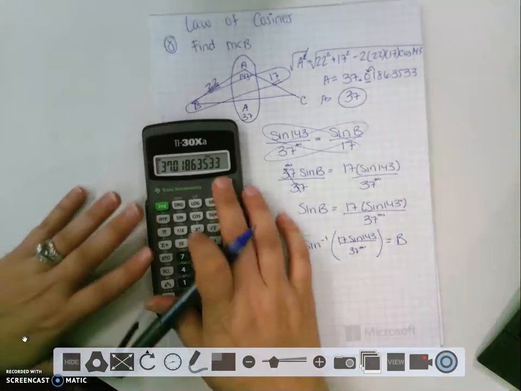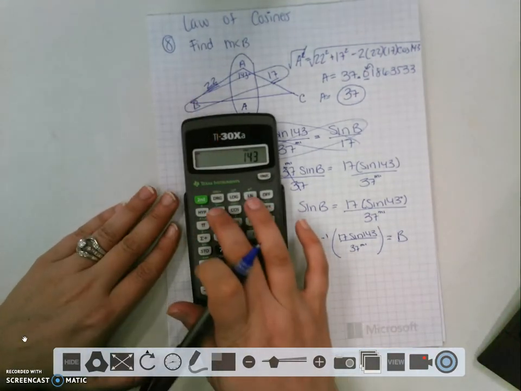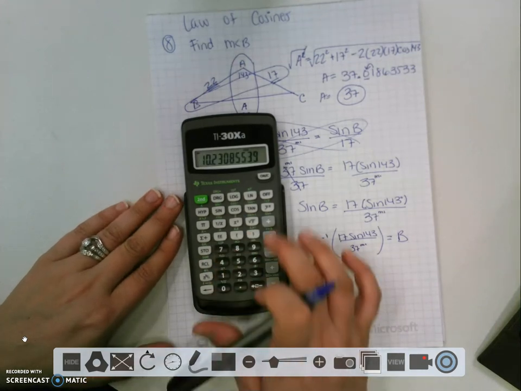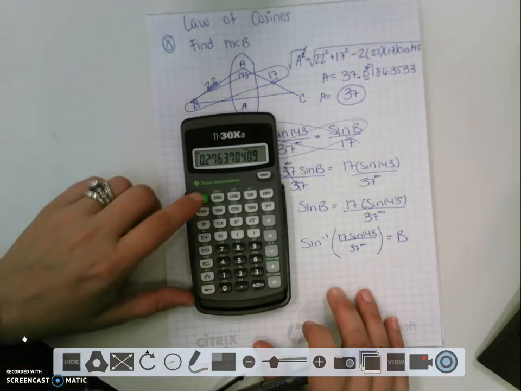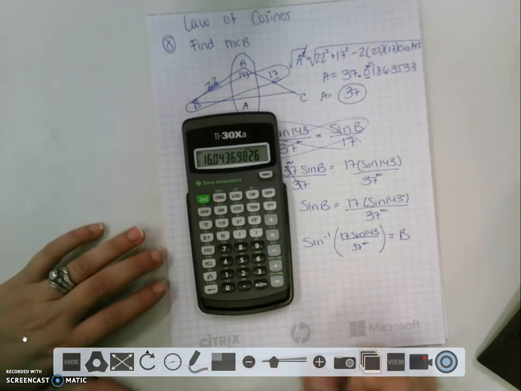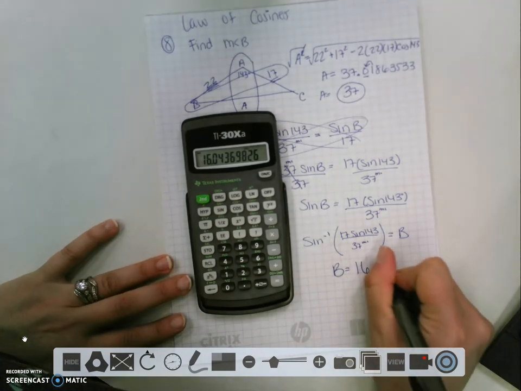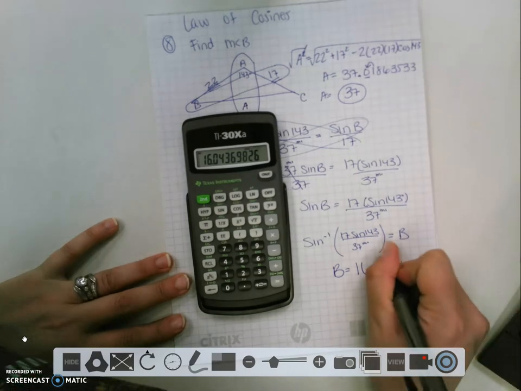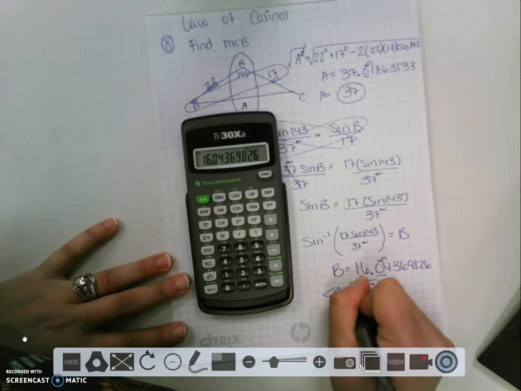All right, so 143 sine times 17 equals, divided by, recall 1, equals, second sine. And we get that B is 16.0436986, rounded to the nearest tenth, 16 degrees. Angle B is 16 degrees.